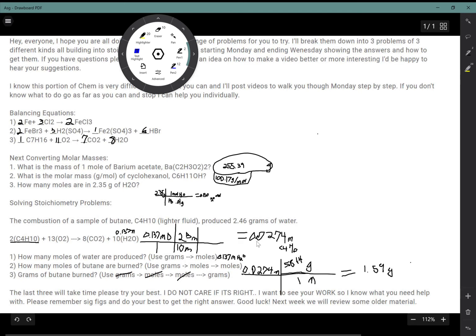We know we have 0.0274 moles of C4H10, which is butane. All right, I think it's butane. Yeah, it's butane. All right, so now that we're there, now that we have our moles, how do we get back to grams? Well, we have to, again, calculate out this number.